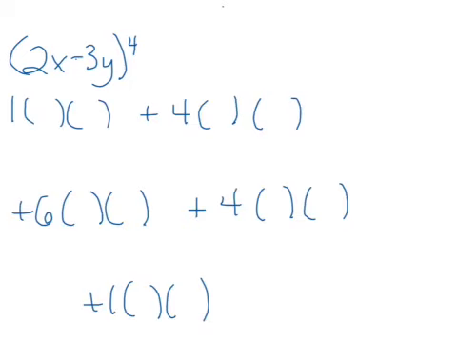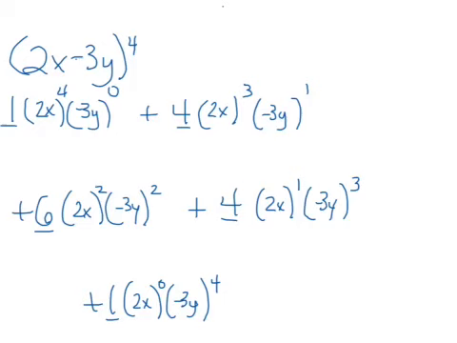Okay, so here we are set up. We've got our coefficients 1, 4, 6, 4, 1, and now we've got to figure out our exponents. Because the original problem is raised to the fourth power, we're going to start our exponents with 4, 3, 2, 1, 0 for the first set of parentheses, and then 0, 1, 2, 3, 4 for the second set of parentheses. Then we'll go ahead and set up the terms. 2x goes in the first set and negative 3y goes in the second set, all the way through the problem.